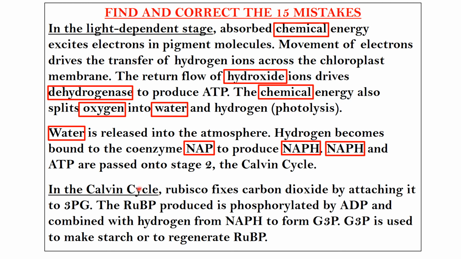the Calvin cycle. So in the Calvin cycle, Rubisco fixes carbon dioxide by attaching it to 3-phosphoglycerate. That is wrong, isn't it? That should be ribulose bisphosphate. And then here again, you can see that these are the wrong way around. So that should be the 3PG, the 3-phosphoglycerate produced is phosphorylated by ADP. Nope, ATP, that should be. And combined with hydrogen to form NAPH. Nope, that should be NADPH. NADPH to form G3P. G3P is used to make starch or to regenerate ribulose bisphosphate. It's not used to make starch, it's used to make glucose.